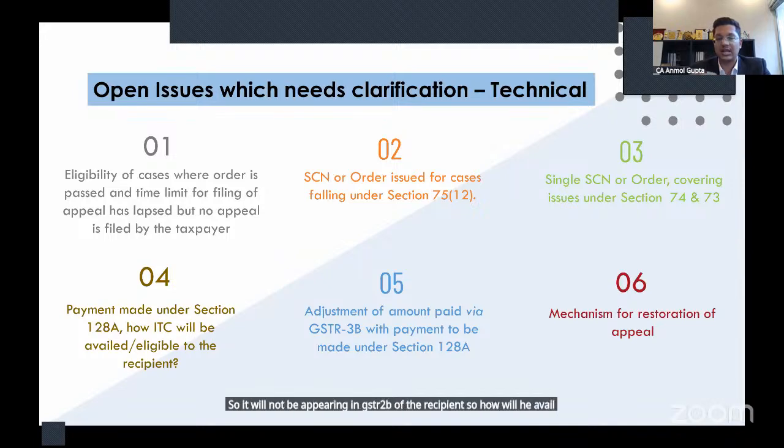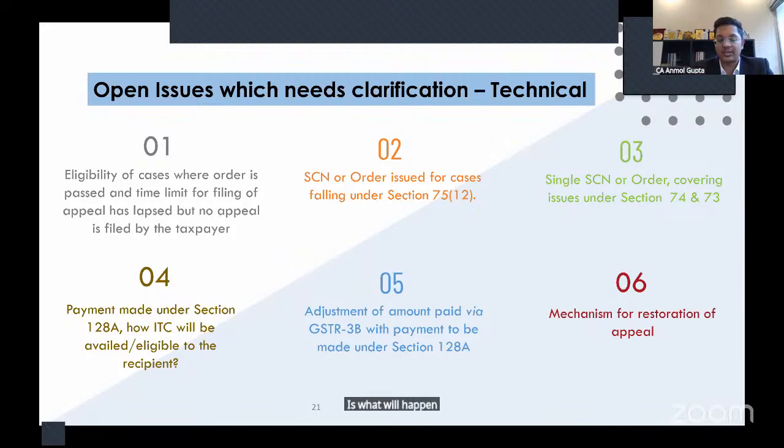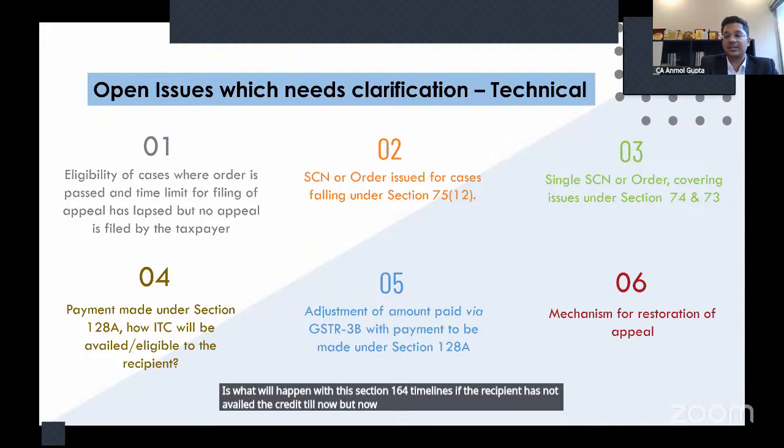Because there is a condition added to section 16(2) that whatever credit is appearing in your 2A/2B, you can only avail that credit. So that is another challenge. Third challenge is what will happen with the section 16(4) timelines if the recipient has not availed the credit till now, but now when the supplier is making the payment, the recipient wishes to avail the credit. So what will happen to section 16(4) timelines?